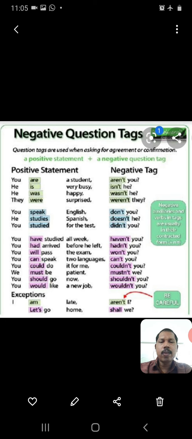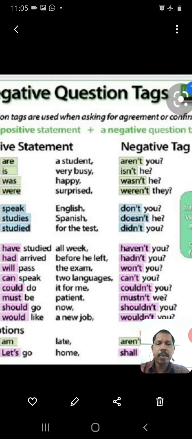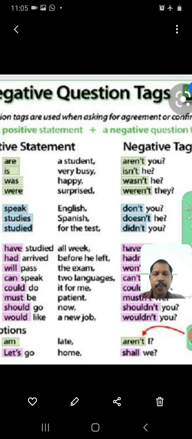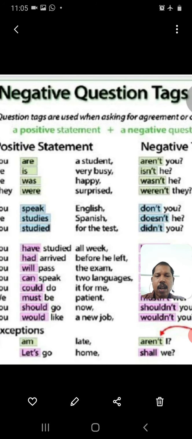For am alone, we have to use aren't. Look at the last two examples. I am late, aren't I? If it is a command beginning with let's, go home, shall we? Always we have to use shall we. So only for the sentence beginning with let's, whether it is negative or positive, we have to use shall we.